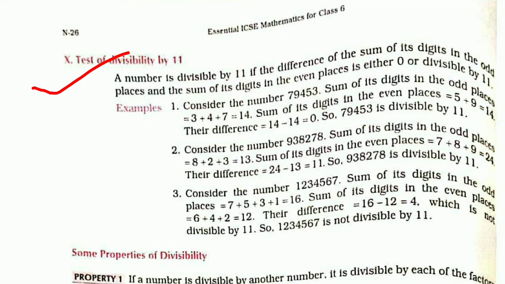Now see the second example. Consider the number 9,38,278. So here we will see the odd digits. We will add 8, 2, 3 because these are coming in place number 1, place number 3 and place number 5. We will add this, we will get 13. Now the sum of even digits is 7 plus 8 plus 9. We will get 24 because 7 is in second place, 8 is in fourth place and 9 is in sixth place. When we add this, we will get 24 and 13.